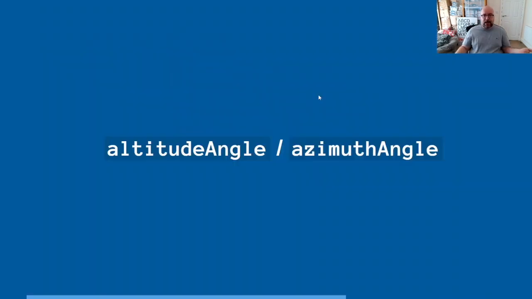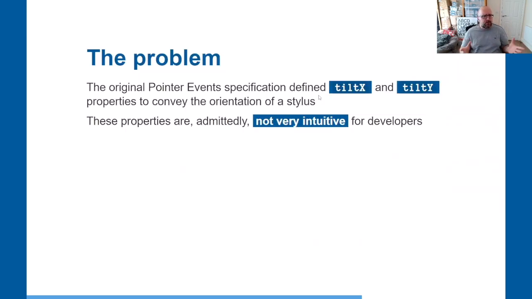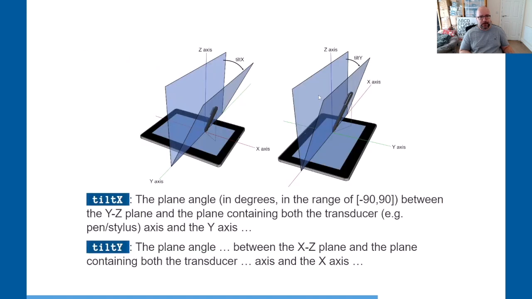Next up, altitudeAngle and azimuthAngle. The problem: the original pointer event specification defined tiltX and tiltY properties to convey the orientation of a stylus. Now, these properties are admittedly not very intuitive for developers. Here are the diagrams that we have in the specification, and I'm just going to read out the start of the definition for these properties as well.